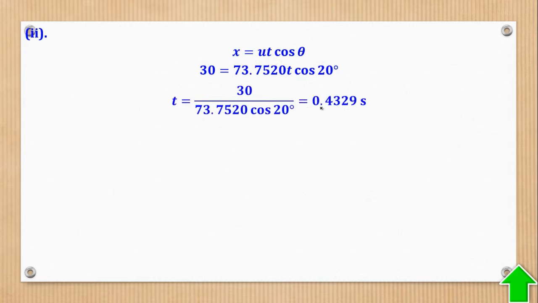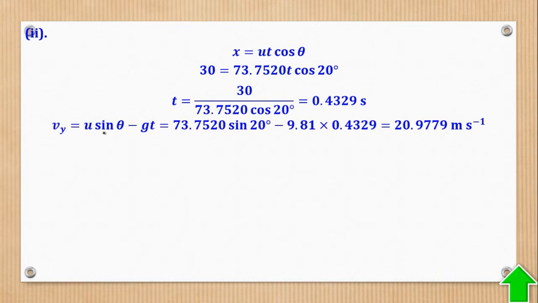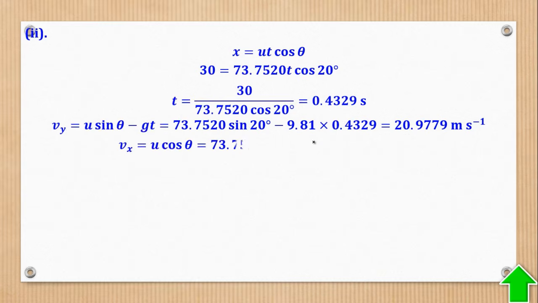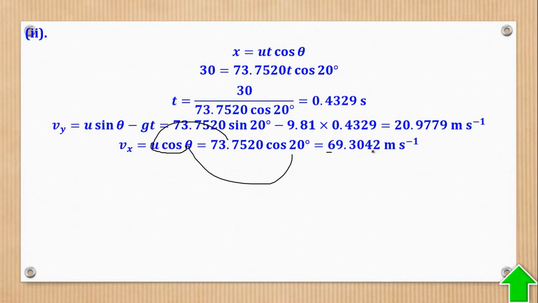0.4329. Now that we have t, we can get Vy, because Vx is already a constant, but Vy changes with time. Therefore, Vy is u sine theta minus gt. I think you remember this formula. Then you substitute for u, for theta, for g, and for t. Then you come up with this as the vertical component of velocity at the point of just clearing the wall. Then Vx is a constant, equal to Ux, which is u cos theta. I think you also remember that. Therefore, substitute for u and for theta to come up with this as the value.